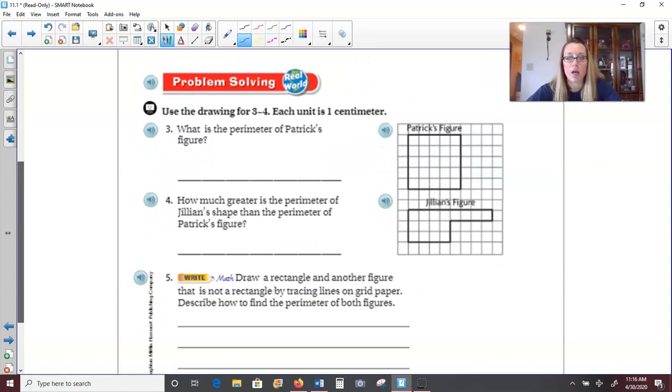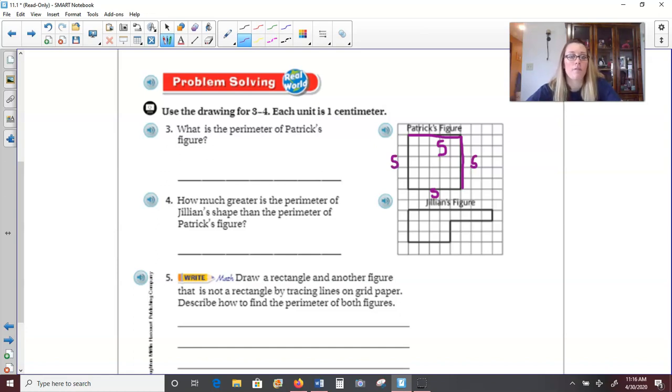All right, on the problem solving, what is the perimeter of Patrick's figure? So Patrick drew this quadrilateral, and let's see, 1, 2, 3, 4, 5. So that means the bottom is 5. 1, 2, 3, 4, 5. Oh, he drew a square.